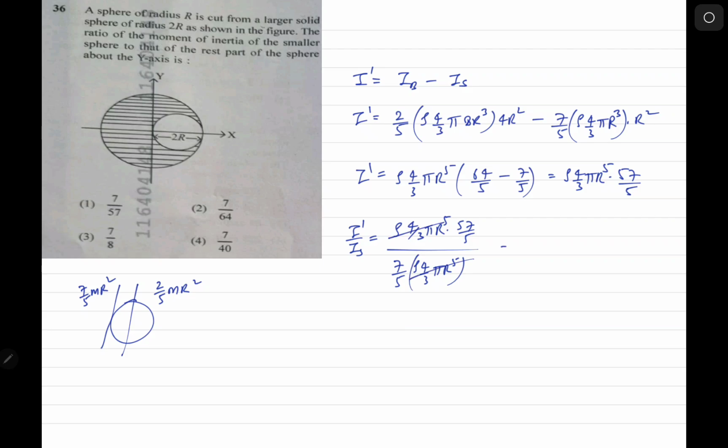This will cancel, 5 cancels, so 57 by 7. So this is the moment of inertia of the remaining part to the smaller one, but I think they are asking the ratio of the moment of the smaller to the rest part, so we have to reverse it, so smaller to I dash, so 7 by 57 is the answer. So the first option is correct. So hope you understood. Let's move to the next question.